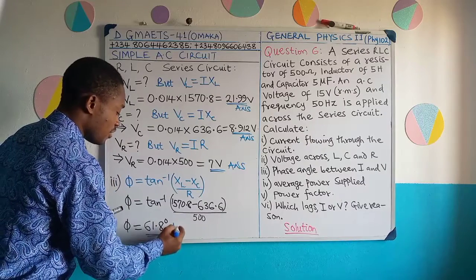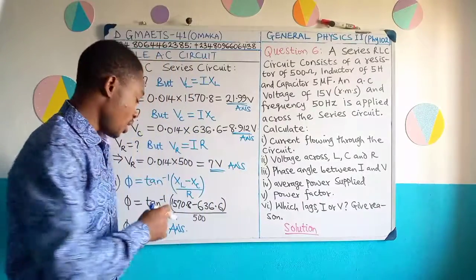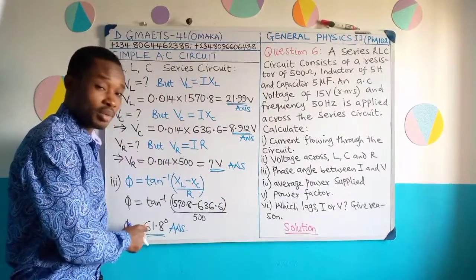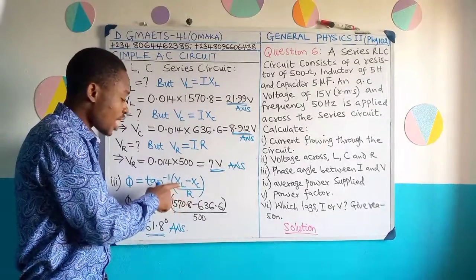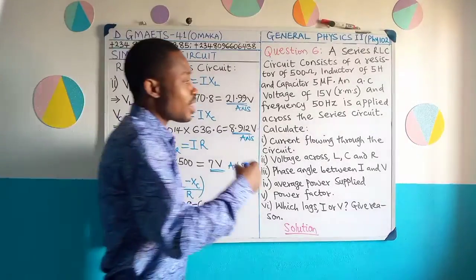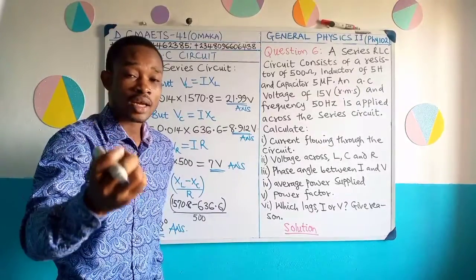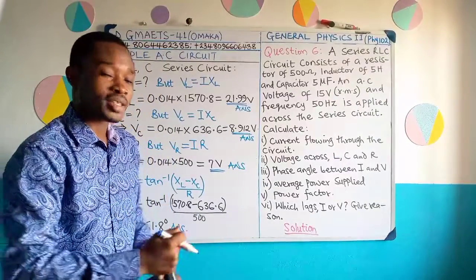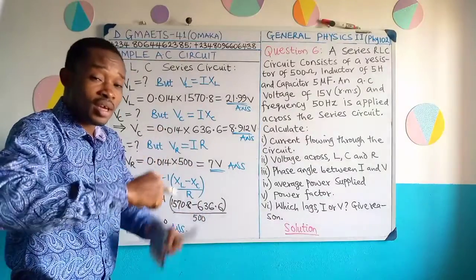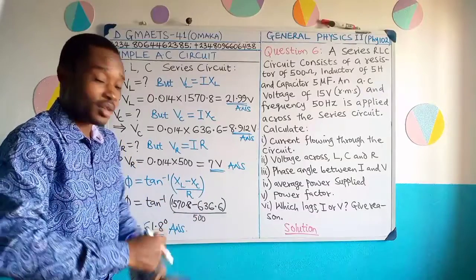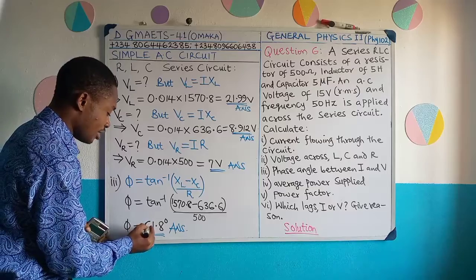Now this one is the phase angle answer. My friend, as you can see, the phase angle here is positive. It is plus, not minus. It means XL is bigger than XC. Because XL is bigger than XC, it tells us that this circuit contains resistance, inductance, and capacitance, but the inductance is more powerful than the capacitance. Inductance is bigger and has more power than the capacitor, so the answer we get here for phase angle is positive, not minus.